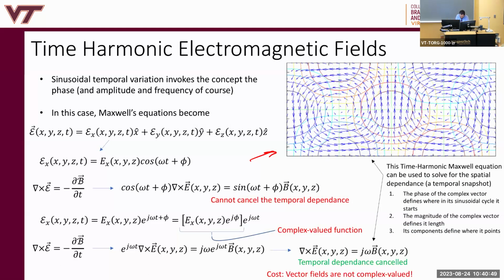Okay, we have Maxwell's equations. E with the script has temporal dependence. That's equal to Ex in general, Ey, plus Ez, right?